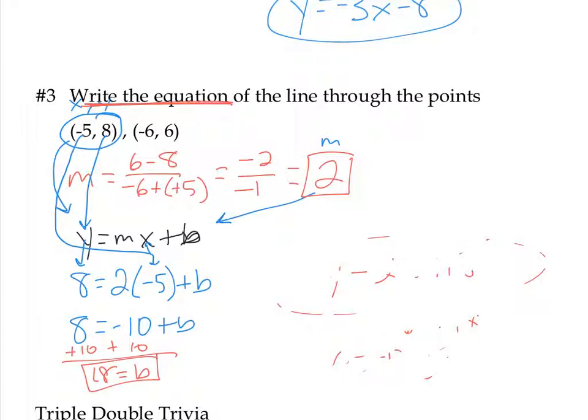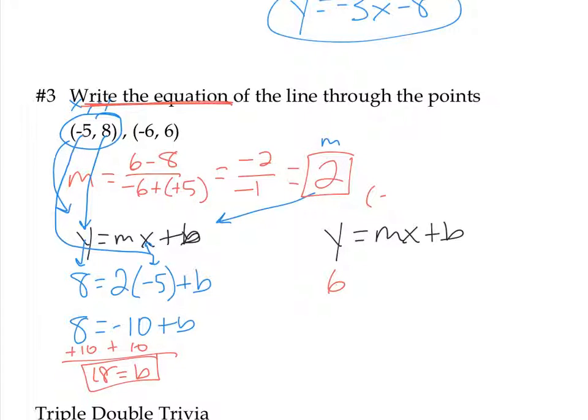Okay, if we want to plug in negative 6 comma 6 and see how that works, we can do that. We do it just like we did over here on the other side. We're going to take our y equals mx plus b form, and we're going to plug in for y a 6. This is using the point now, negative 6 comma 6. And our slope is still 2, and our x value is negative 6, and then plus b. So we have 6 equals negative 12 plus b.